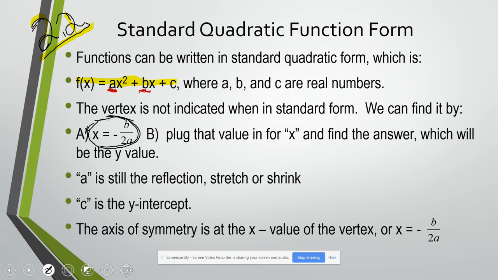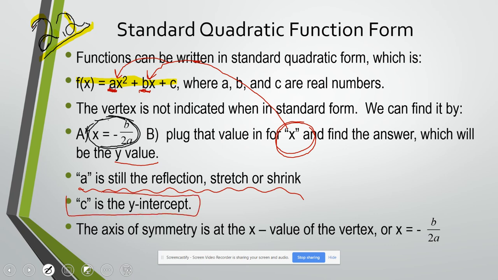Once we find that value, then we plug it in for all the x's in this standard form, and that gives us the y value of our vertex. A still gives us the reflection, stretch, and shrink. And in this case, C will be our y-intercept.